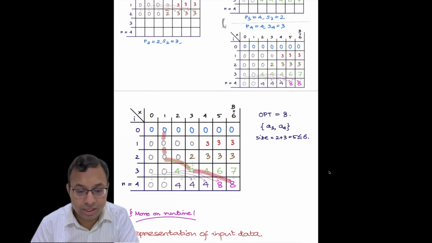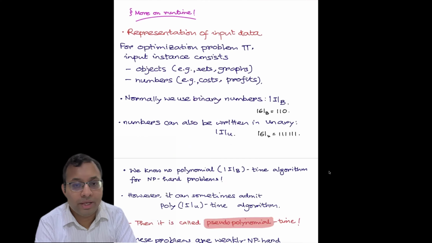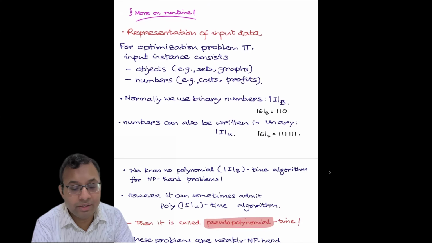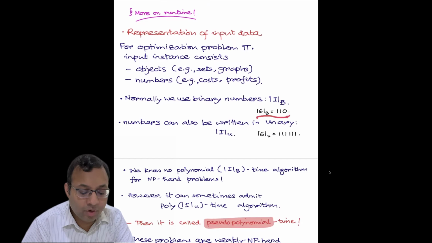Now let's look at the runtime more closely. In a problem like Knapsack or any other problem like minimum spanning tree or graph problems, we normally have two types of data. All problems may not contain both types, but there can be two types of data. One is objects like sets and graphs. And the other one is numbers. For example, in this case, cost or profit or size, or weights in minimum spanning tree, and so on. So normally we use binary numbers to represent data. And let's say 6 is a number. In binary, it will become 110.